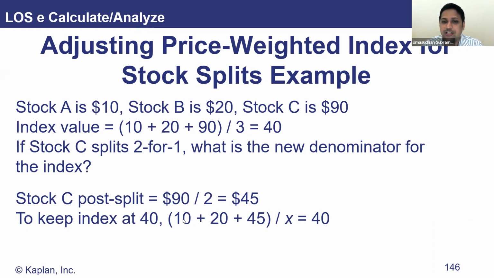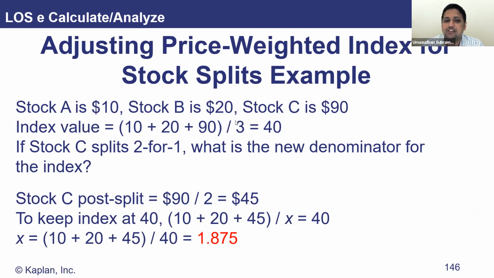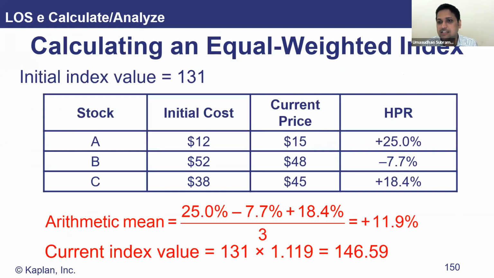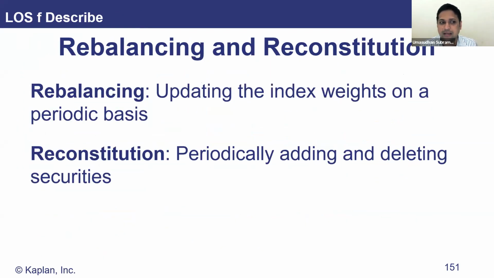So by how much do you need to reduce this 75 to get 40? You need to divide it by 1.875. So you're going to change your base number of stocks from 3 to 1.875 so that your base period index remains 40. That's what you do to adjust a price weighted index for stock splits. And you don't need to adjust a market cap weighted index or any other index, such as an equal weighted index. You don't need to adjust.